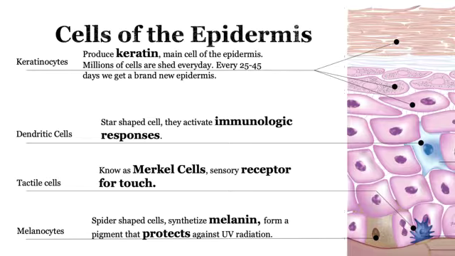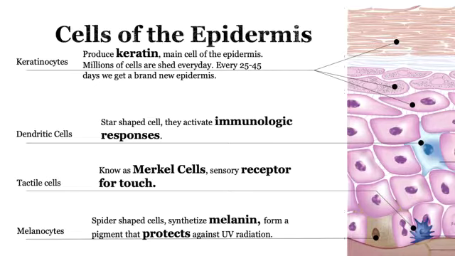Also, we're going to have something called dendritic cells. These are cells that are star-shaped, and they have a function of an immunological response. What do we mean by immunological? What we mean is that they serve a purpose in protecting our body against invading pathogens, invading bacteria, invading viruses, anything that is alien to my body. I have these cells that protect me against that.